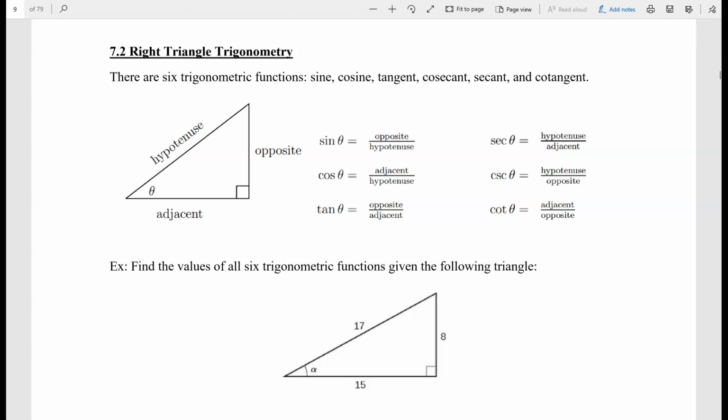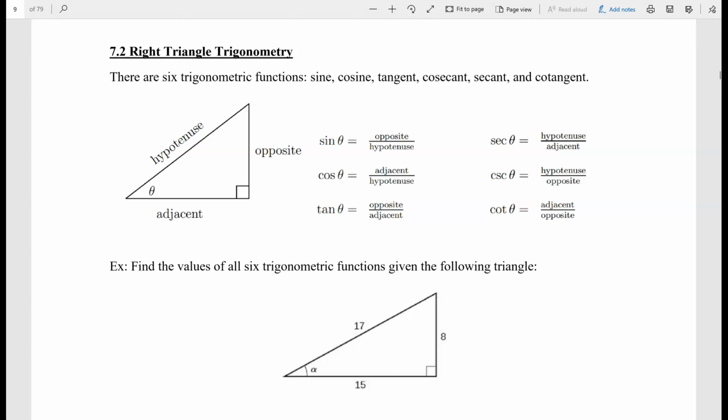This is 7.2, right triangle trigonometry. Many of you have probably seen this in your past geometry classes. And if you've taken Math 96, you did a little bit of them. Some Math 96 instructors would actually do it, some of them don't. But if you didn't, it's fine. We're going to do them here.